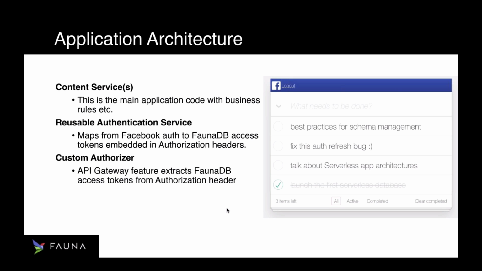And there's this third little piece that I like to call out because it's part of the authentication service's code and gets deployed with the authentication service, but at runtime, it runs with the content service. And that's this custom authorizer. It's essentially a function that gets deployed into API gateway that knows how to parse the authorization header that we set so that the content service can connect to FaunaDB using it.